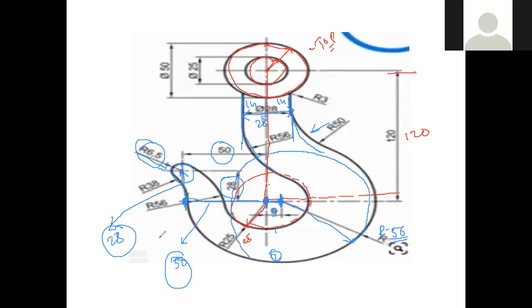6.5. Okay. Then, we have already drawn this big circle. Again, we have to join this circle with the help of these 10 radius circles, this curve and this curve. What is the radius of this curve? 38. Yes, 38. And what is the radius of this curve? It is 56. In this way, we have to draw these radii, a simple way.